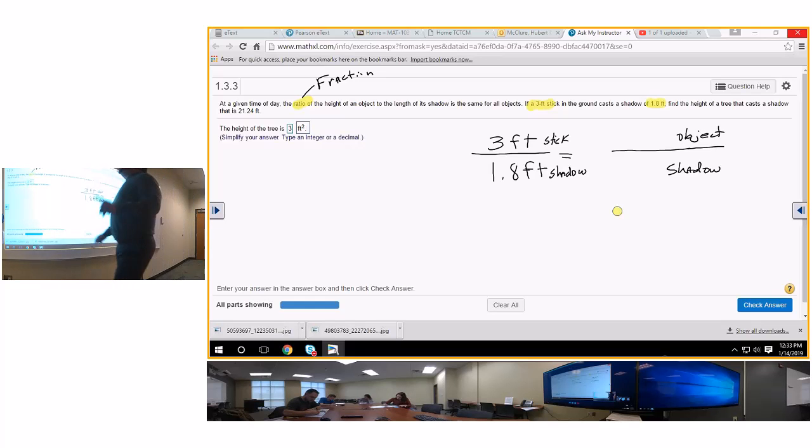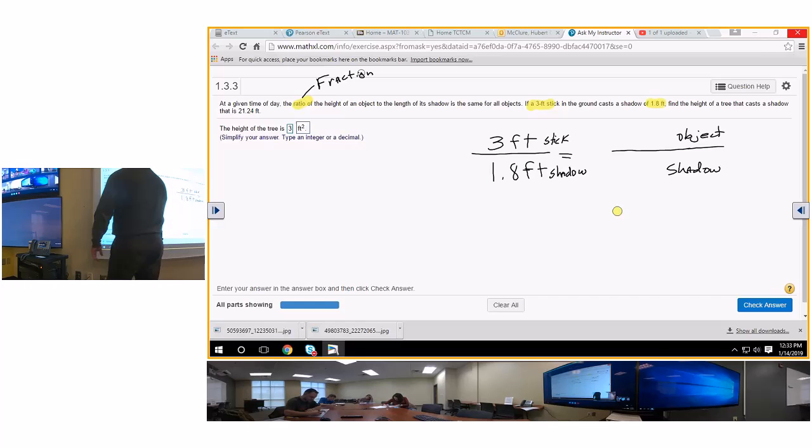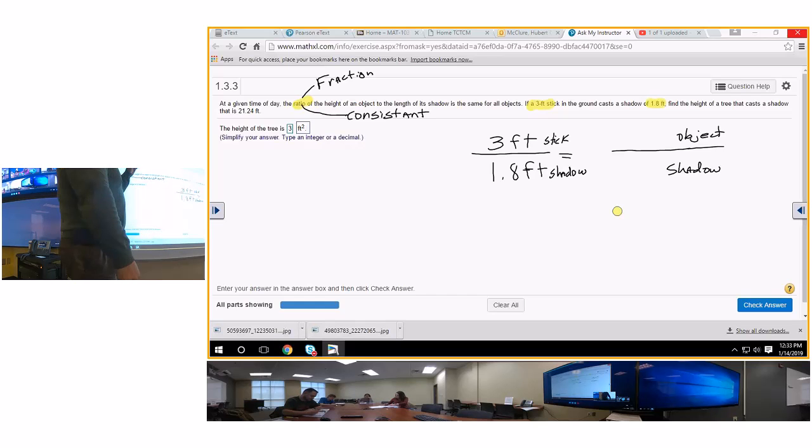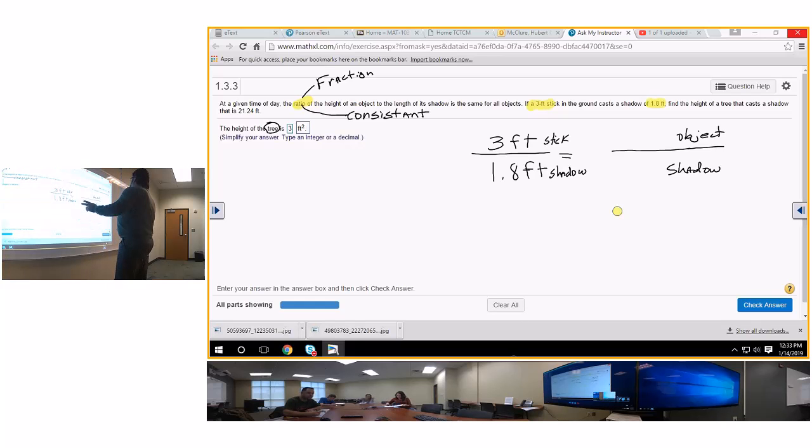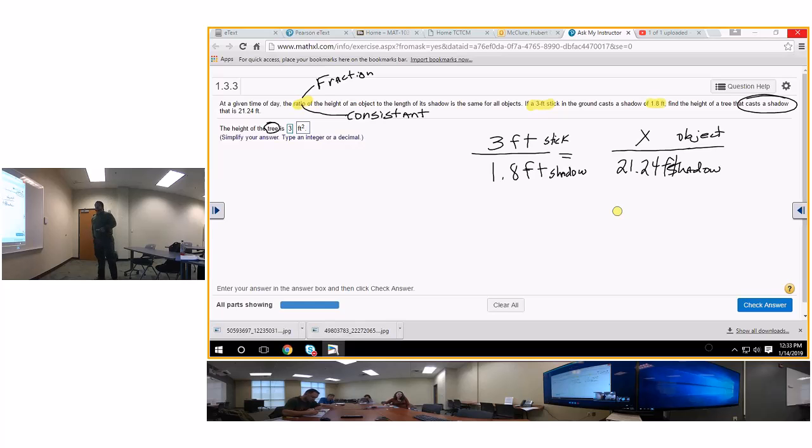Whenever you're dealing with a ratio, poor old ratio, it has to be what? Consistent. Consistent. You have to put the same on the top as the bottom. Now, the height of the tree, that's the object, okay? That's going to be up top. The shadow is 21.24 feet, so it's going to go down here. And then this is going to be X. And that's how you set up a direct proportion.